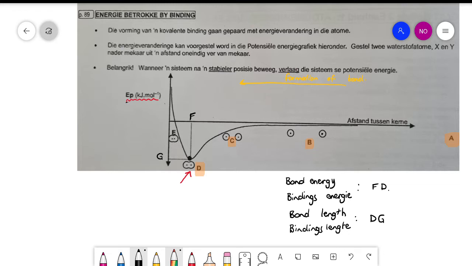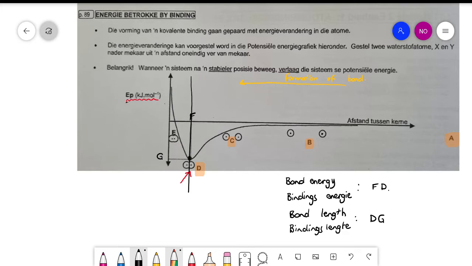Okay. Before I carry on to E, this is actually where our graph ends. So kom ons recap hom gou van daar af. Ons het twee waterstofatome drifting around in space. Hulle oefen geen kragte op mekaar uit nie, maar hulle is ook nie stabiel nie, né? Hierdie ene het nie 'n gevulde orbitaal nie en hierdie ene het ook nie 'n gevulde eintlike energievlak nie. Both of them have unfilled energy levels. Now they move closer together.